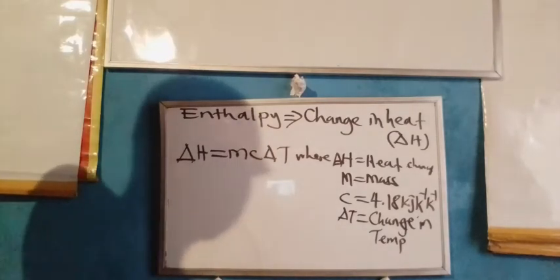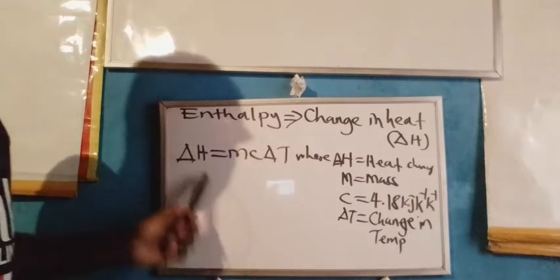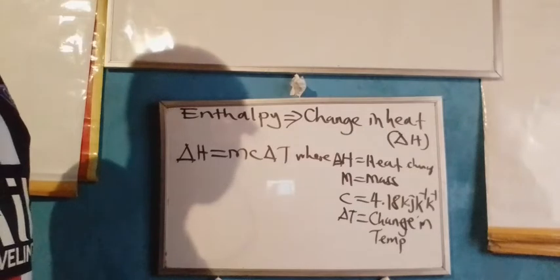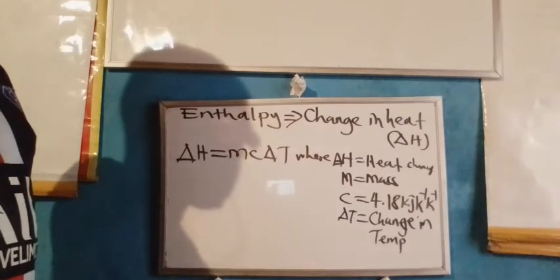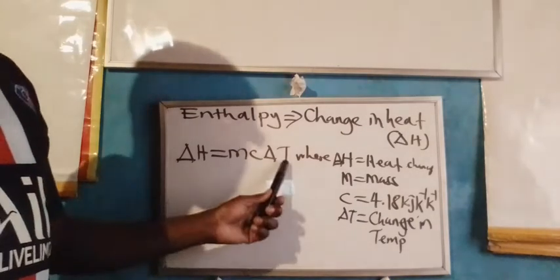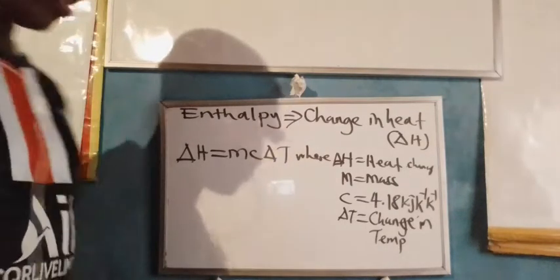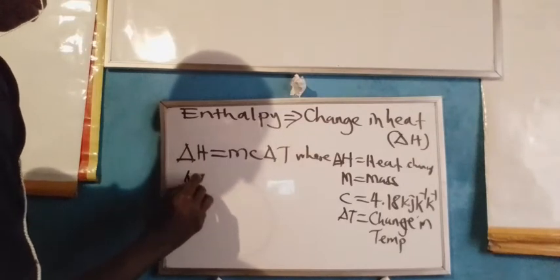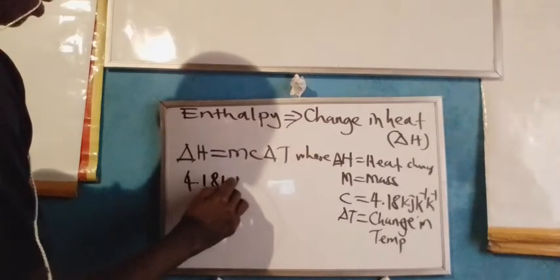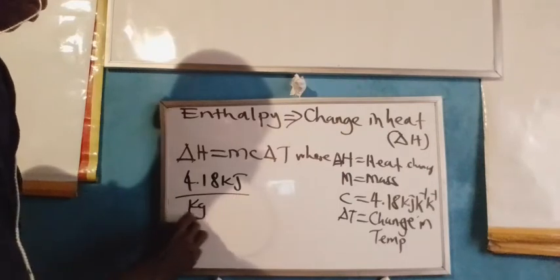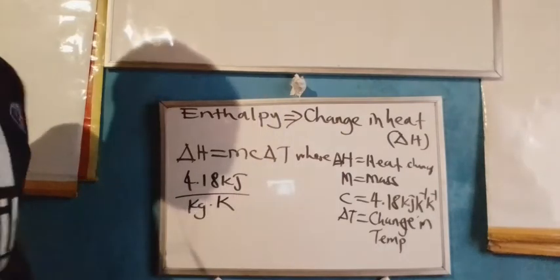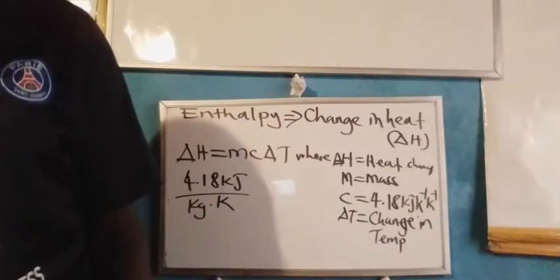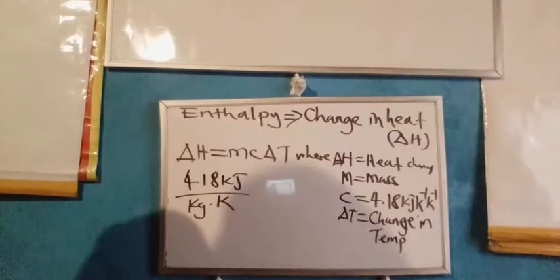So in this expression, we can say that delta means change, H means heat, M means the mass, C is 4.18 kilojoules per kilogram per Kelvin, which is the specific heat capacity, and delta T is the temperature change. It will be good to note that 4.18 kilojoules per kilogram per Kelvin will still be represented as 4.18 even when translated into joules per gram.